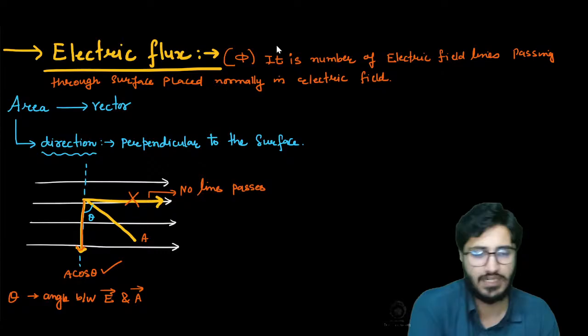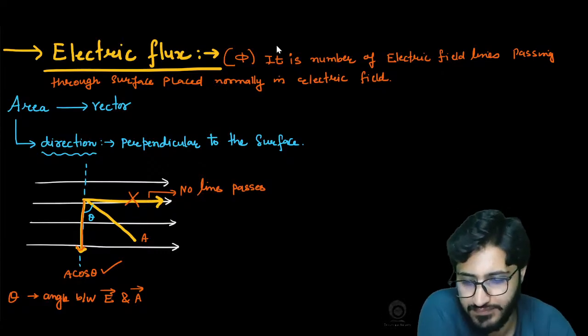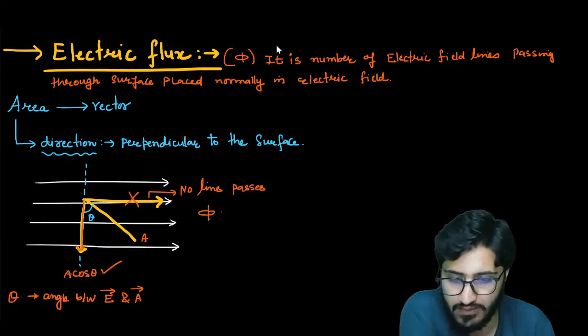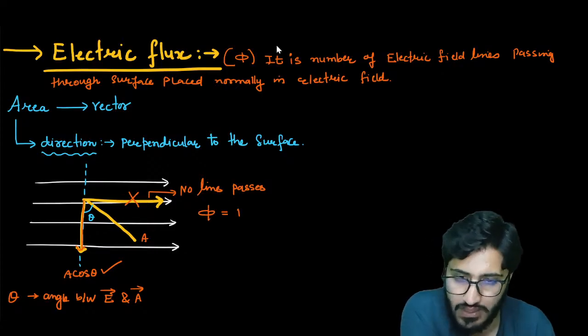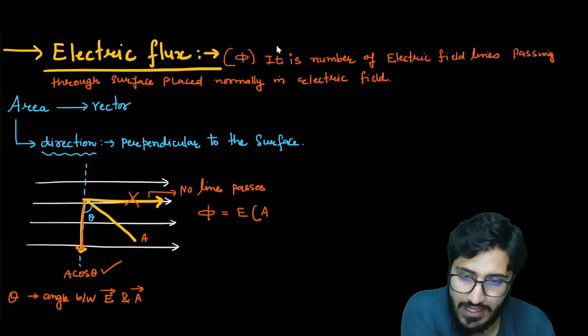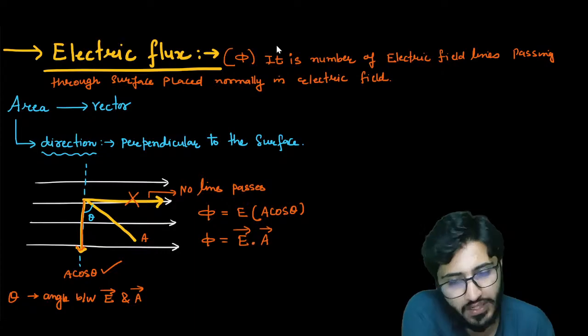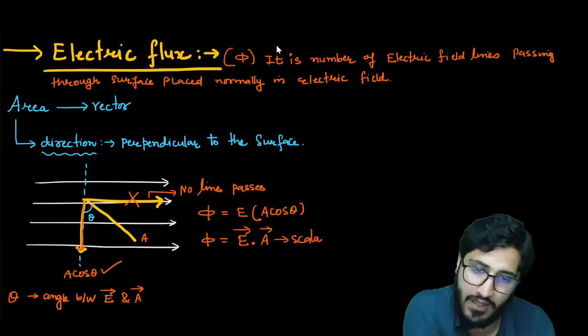Easy, no? So now how to define phi for this case? Phi will be equal to the electric field E, and my area is A cos theta. Electric field is a vector quantity, area is also a vector quantity, two vectors with cos theta, so I will place a dot product. A dot product indicates it is a scalar quantity. So electric flux is a scalar quantity.